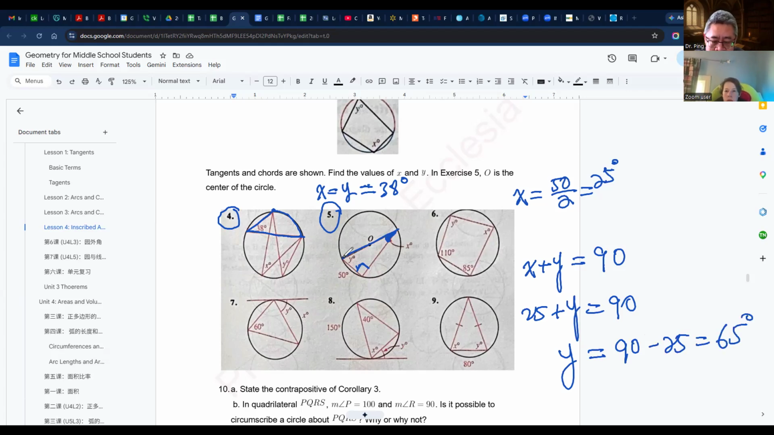Another way is looking at this arc, this arc, this arc. Well, we know from here to here is 180, and so this arc here will be 180 minus 50, which is 130. And this angle is half of this arc. So it's 130 divided by 2, giving us 65. Good. All right, let's do number 6.